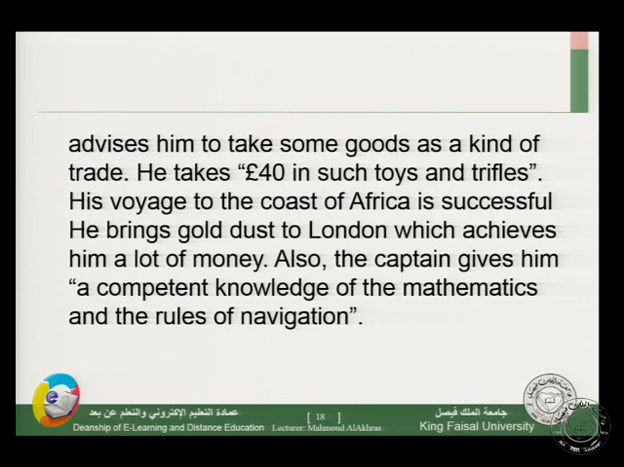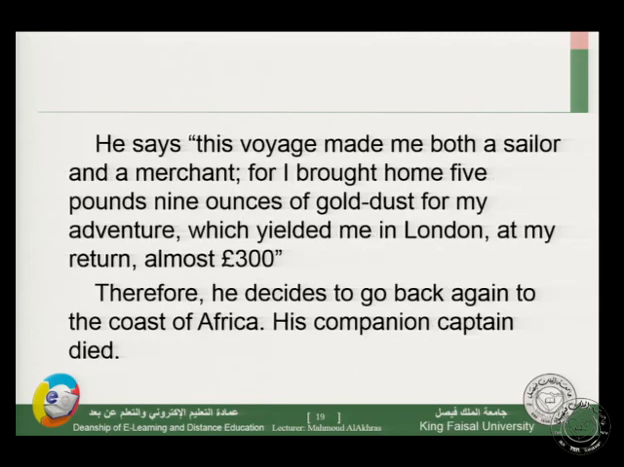Two benefits of his voyage to the coast of Africa: bringing gold dust, and educating himself in mathematics and navigation to become a good sailor. He says, "This voyage made me both a sailor and a merchant, for I brought home 5 pounds 9 ounces of gold dust for my adventure, which yielded me in London at my return almost 300 pounds."